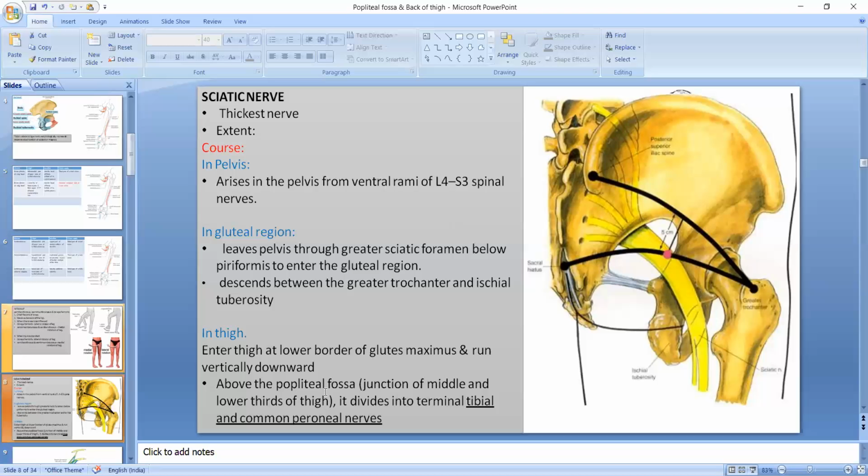When the sciatic nerve reaches the apex of the popliteal fossa, it terminates by bifurcating into the tibial and common fibular nerves. So these are the course of the sciatic nerve, that was the pelvis and gluteal region, and it was in the thigh.